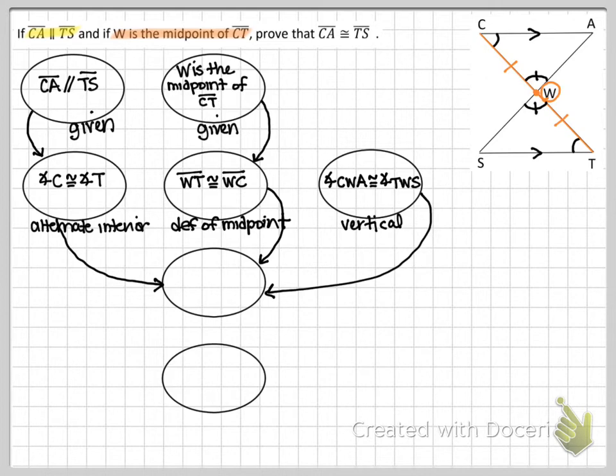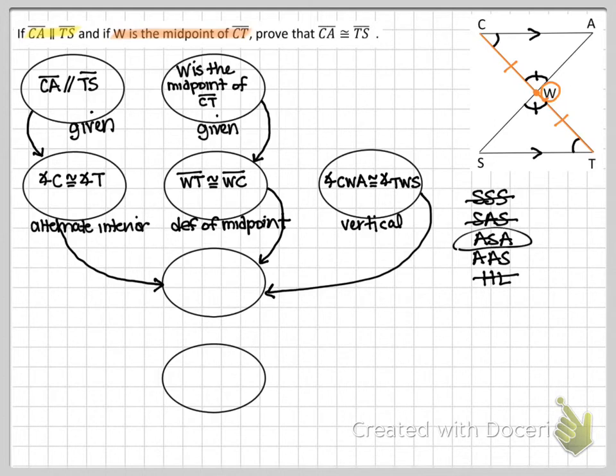Okay, I now have all three of these congruent bubbles feeding down into the next bubble, which means I'm trying to say something about the triangles now. Hopefully I have enough information to determine that one of these is going to work. If not, we may have to add some more bubbles. All right, so what do I have marked in each triangle? I've got two angles and a side. Two angles and a side, two angles and a side. Is the side trapped between them? Yeah, it is. So I think this is angle, side, angle.